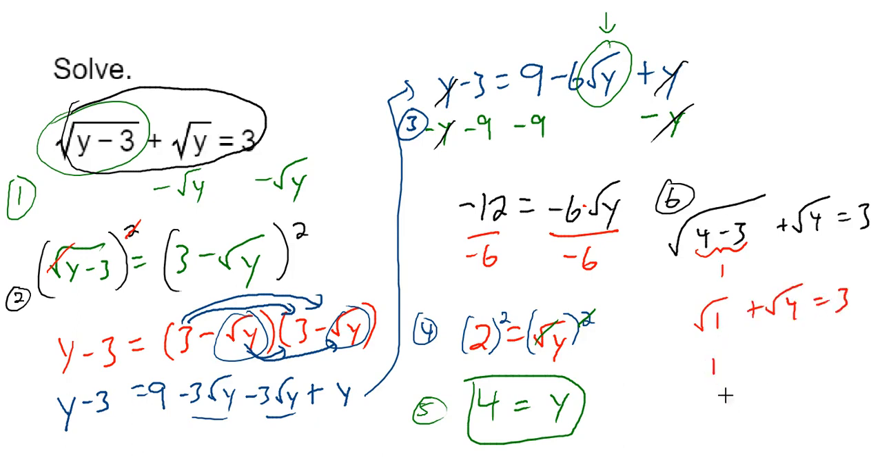The square root of 1 is 1. The square root of 4 is 2. And 1 plus 2 does equal 3. So 4 is a solution to this equation, and it is the only solution to this equation.